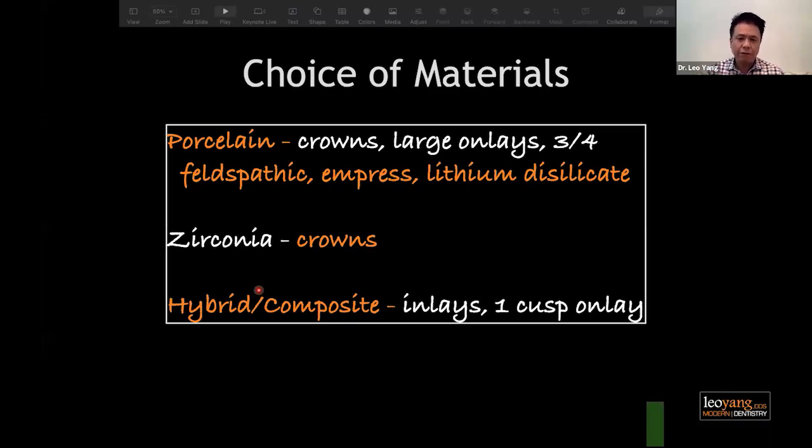And the last thing is that for my inlays and one-cusp onlays, my go-to material is really the hybrid composites. An example of that would be Vita Enamic or GC Cerasmart, for example. The hybrid material is basically a combination of composite and porcelain together. You can also have custom milled CAD-CAM composite, but how I see it, if you're going to use that, my go-to material is going to be the hybrids.